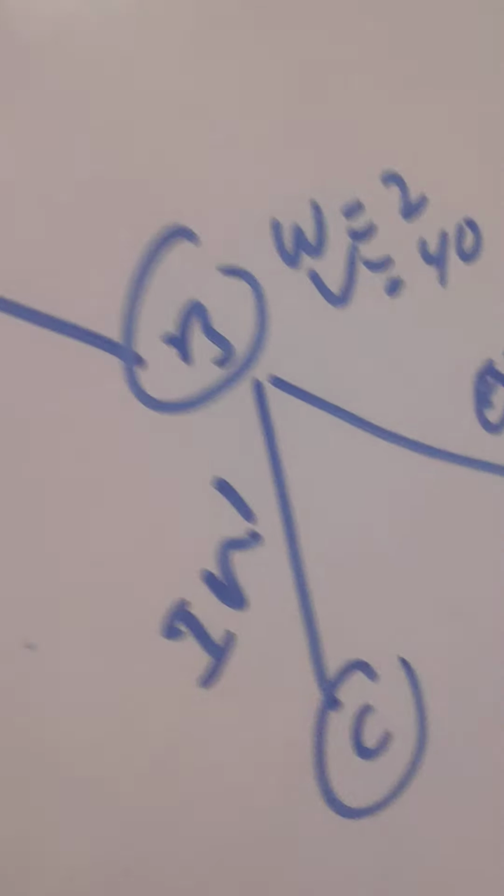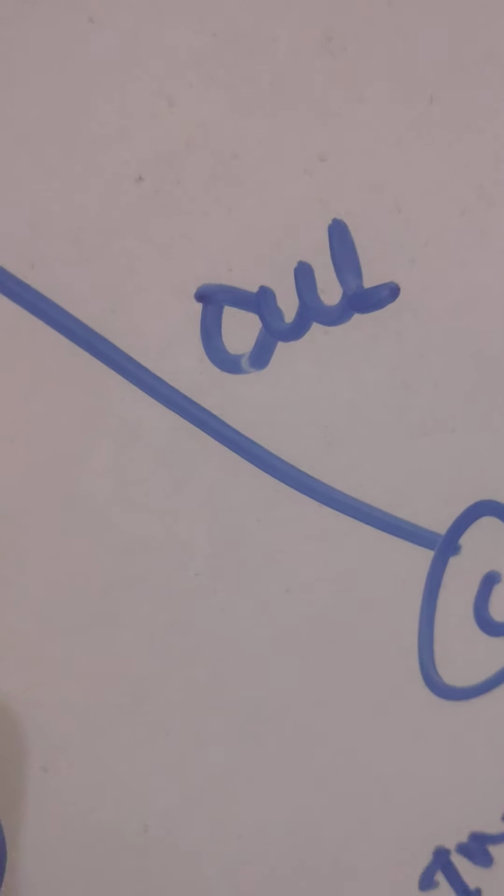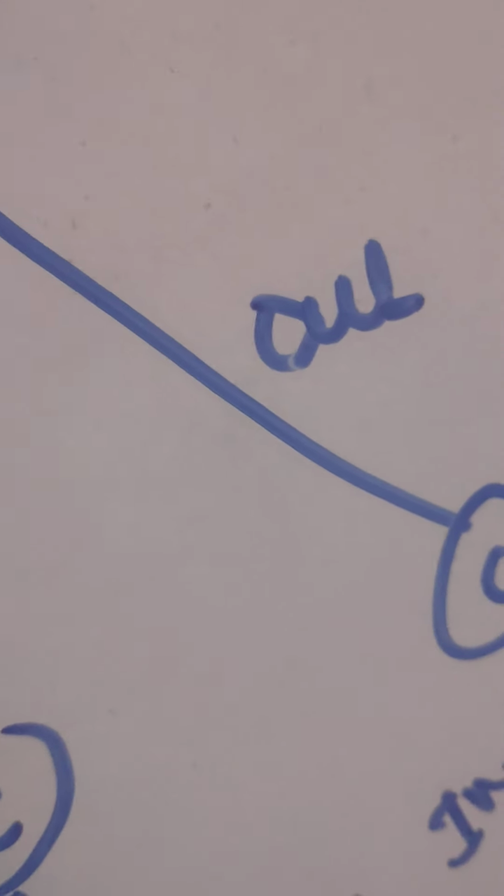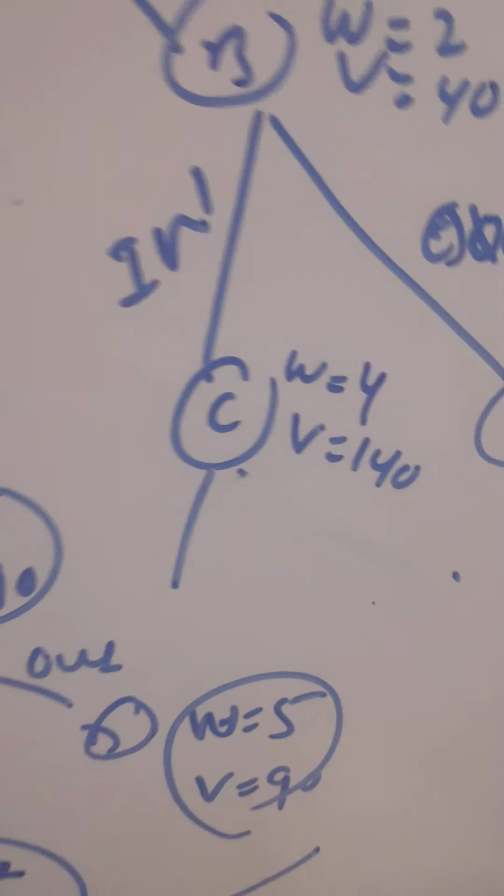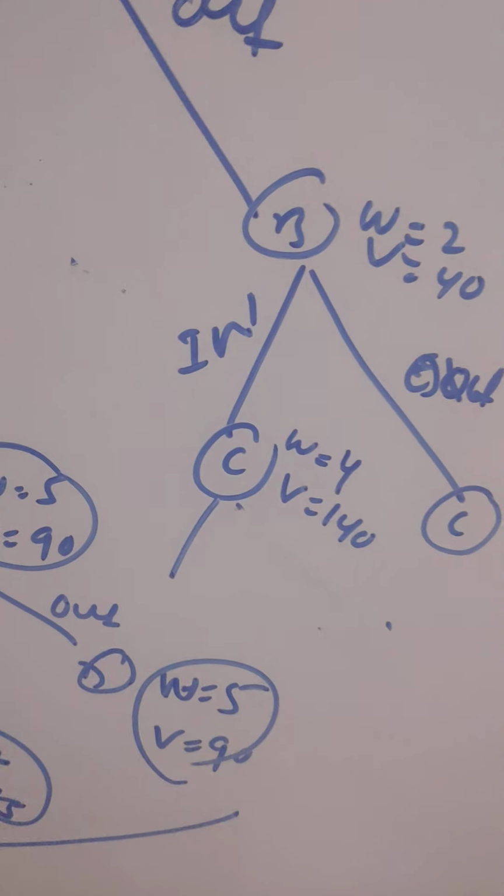C. What is the value now? Look at here. If C is included, my weight becomes 2 plus 2, 4, and value becomes 140. This is inclusion. Now 140.